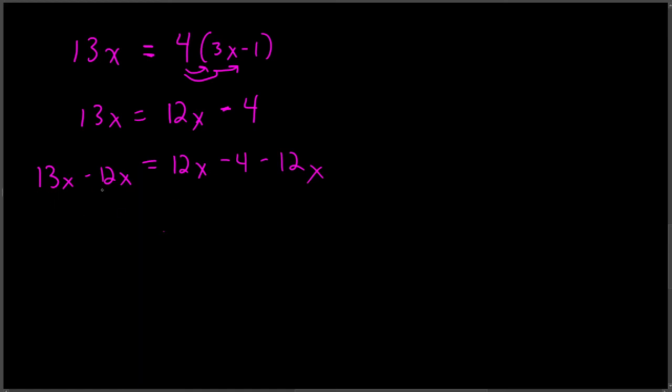And so I'm going to simplify my left-hand side. I have 13 x's and I take away 12. I only have 1. Now because I chose these terms to be the opposite of each other, they're going to cancel out. And I get x equals negative 4. Again, I'm going to check.